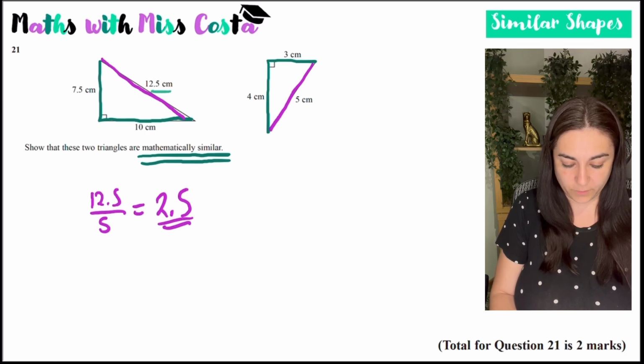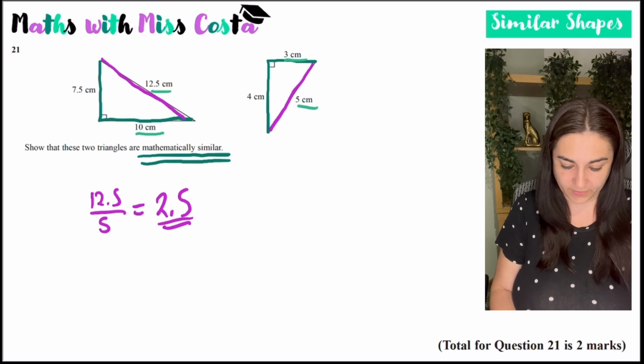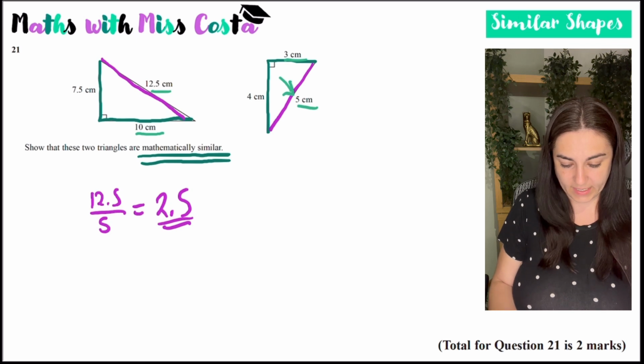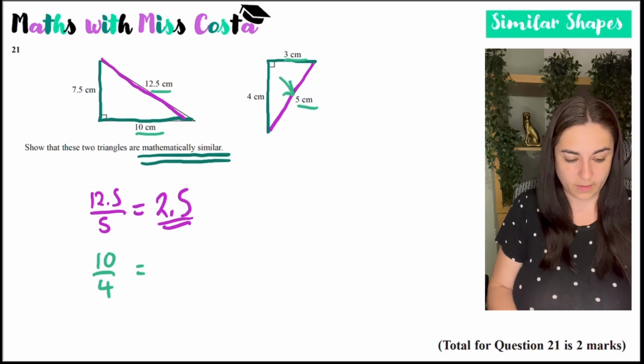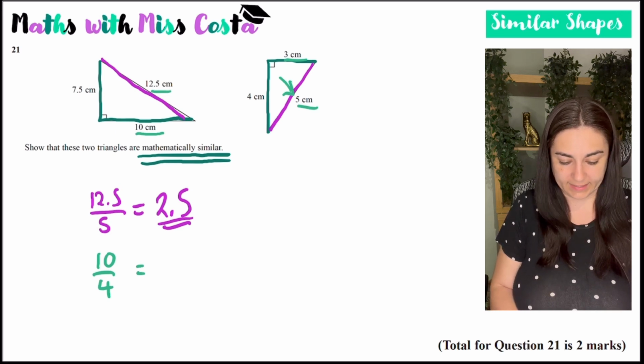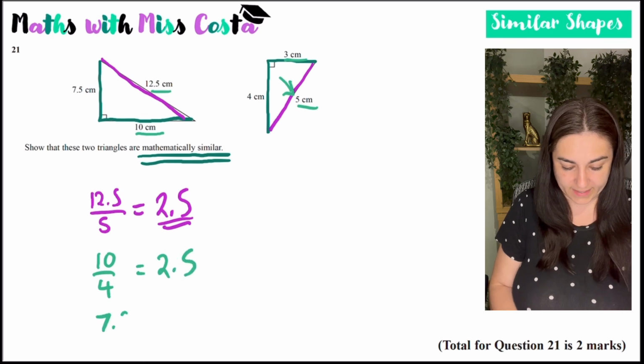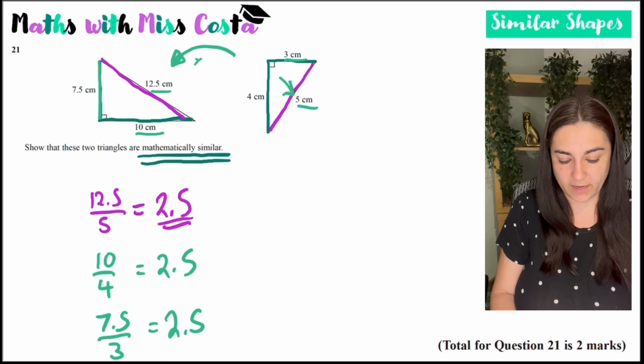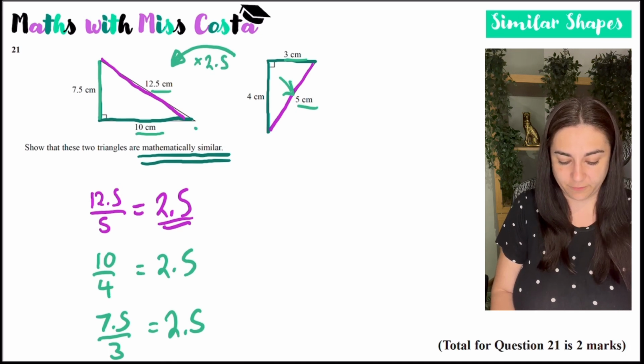So this is the larger triangle, this is the smaller one. So I'm going to do 10 divided by 3. No, hold on. So if that's the base and I turned it, the hypotenuse is over here, and I would do 10 divided by 4. So 10 divided by 4 is 2.5. And then 7.5, this side here, divided by 3 is also 2.5. So to get from my smaller shape to my larger shape, I multiply by 2.5. And from my larger shape to my smaller shape, I would divide by 2.5.